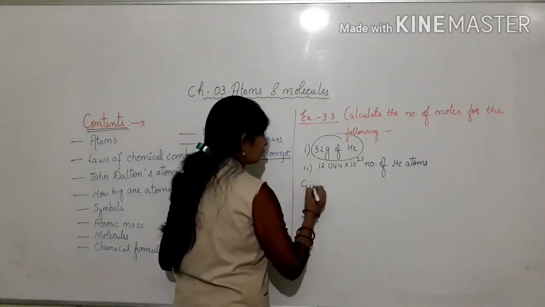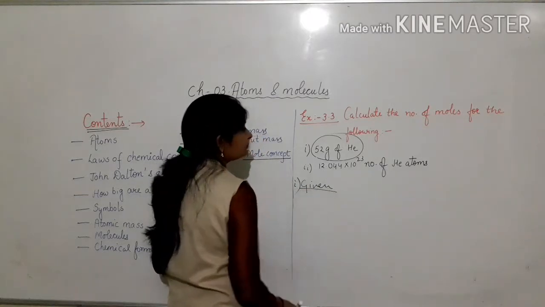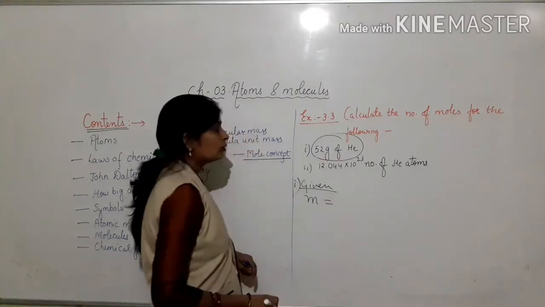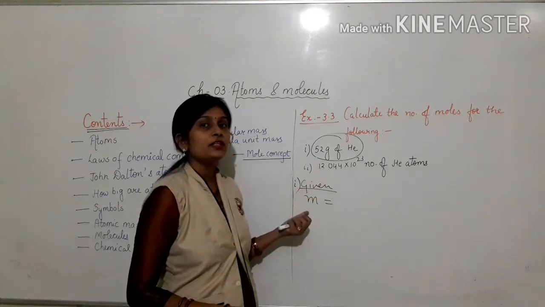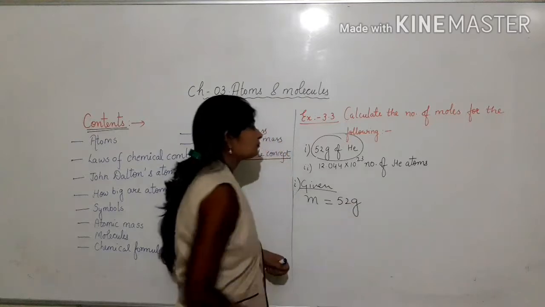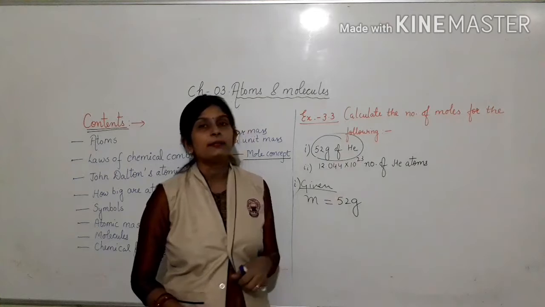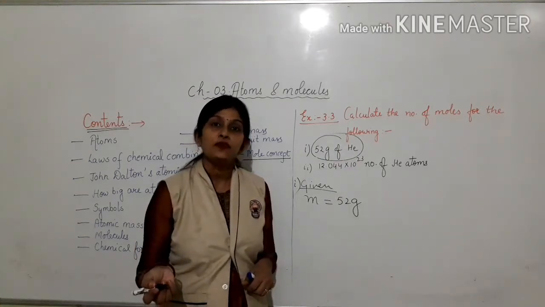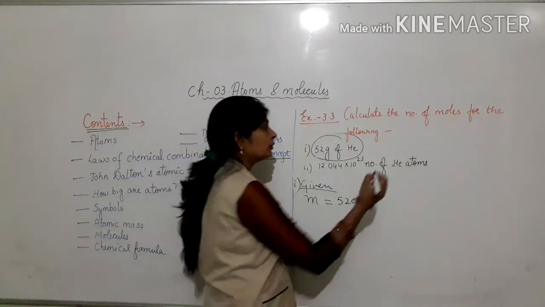So in the first part, what is given? Mass is given. So this is the given mass, denoted with small m, equal to 52 gram of helium. So a helium atom is given. What is the atomic mass of a helium atom? It is 4 u. So it has numerical value 4.